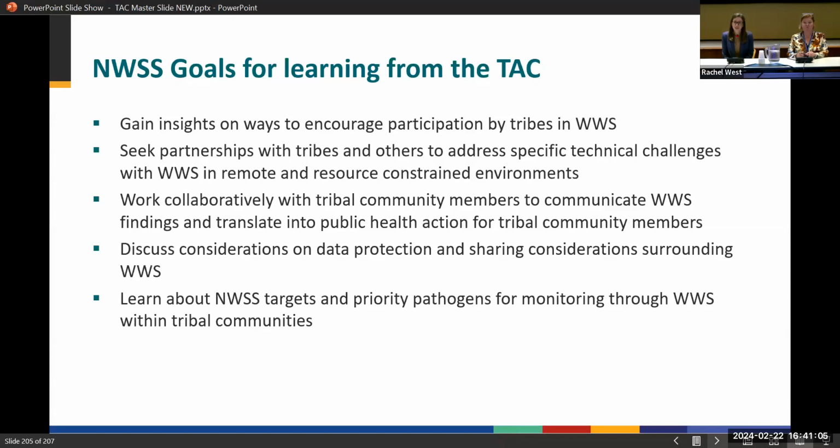And then particularly considerations around data protection and sharing considerations. We know that this will likely be different with each community, but if there are best practices that we are not already doing, we want to learn about those.